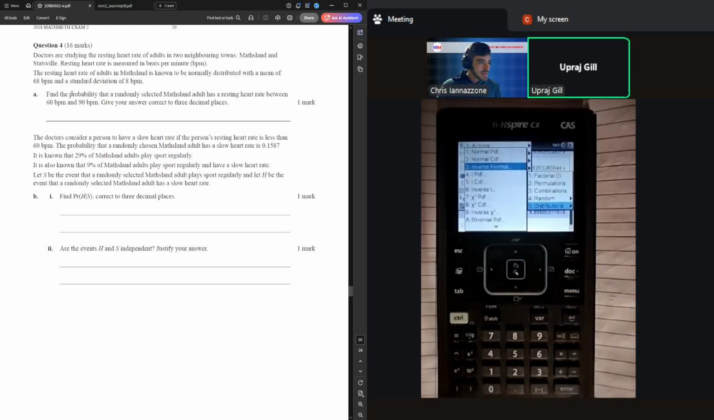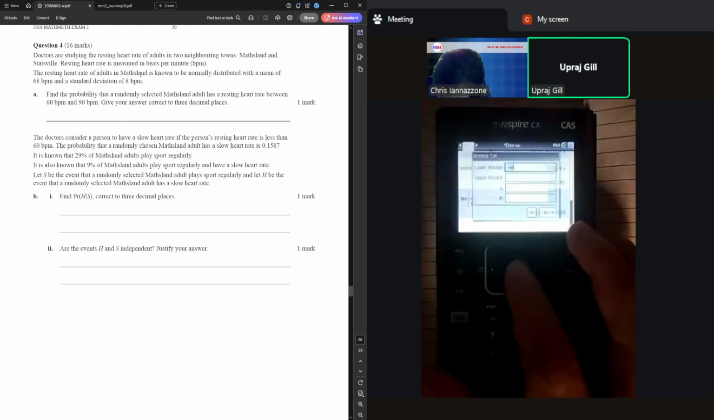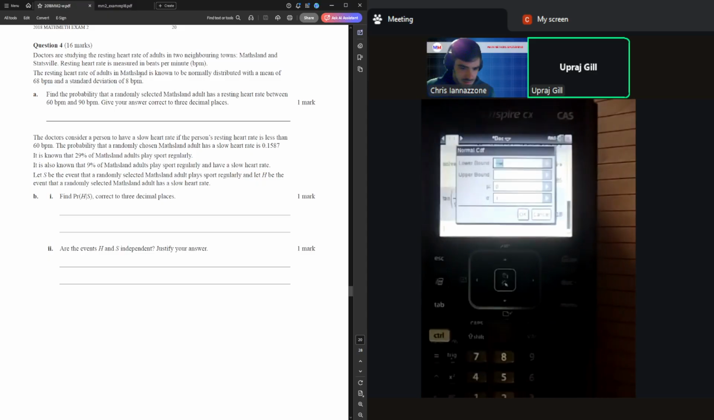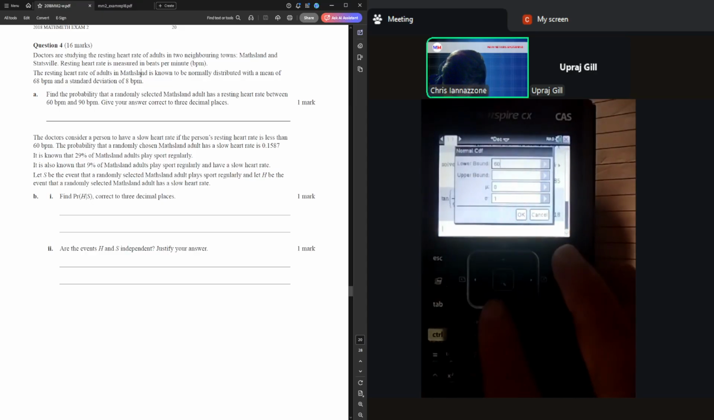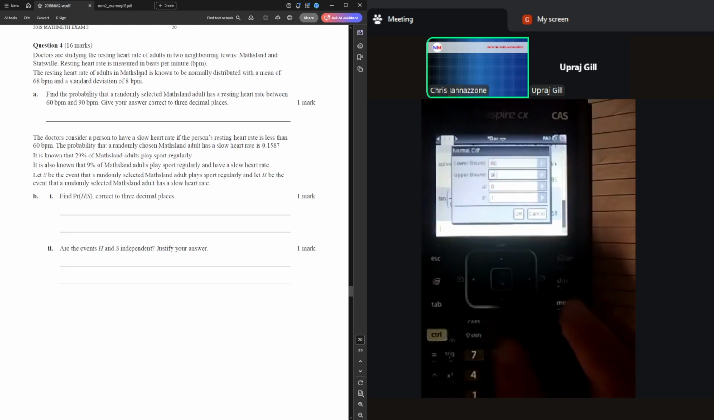So in this case, we're trying to find a probability. It says find the probability, so that's your hint that the CDF is going to be the important bit here. And even just looking at the entries in the fields there, you need a lower bound and upper bound, the mean and standard deviation. Maybe I'll throw it back to you here. What do you think we want to plug in? Lower bound 60, upper bound 90. Yep.